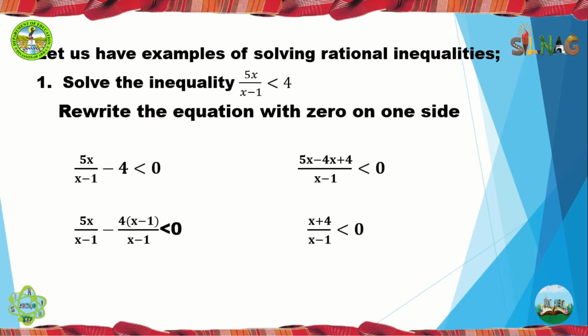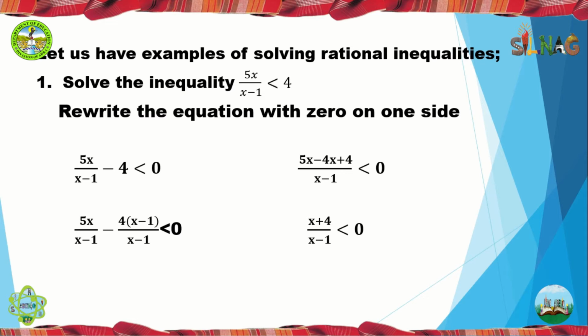Then, 5x minus 4 times x is negative 4x. Negative 4 times negative 1 is positive 4 over x minus 1 is less than 0. We combine similar terms. 5x minus 4x is x. Then you just copy positive 4 over x minus 1 is less than 0.